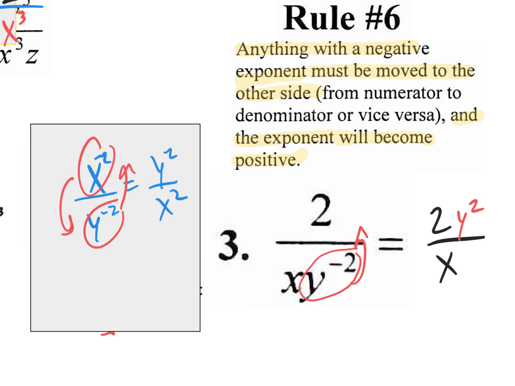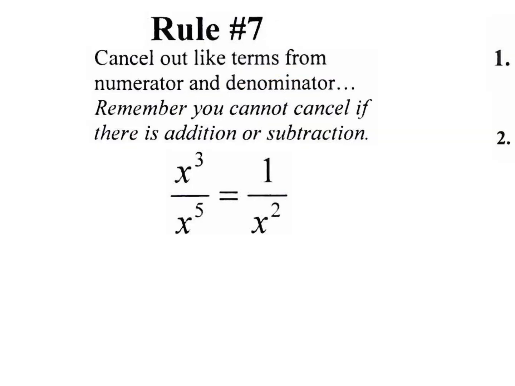Let's move on to rule number 7, the final rule. I apologize. It seems like it's a lot, because it is a lot, but we're not going to learn anything else all week. We're just going to practice these 7 rules. Rule 7, I like to call this the canceling rule. You see, the number's not what's important. It's what you're actually doing in each one.